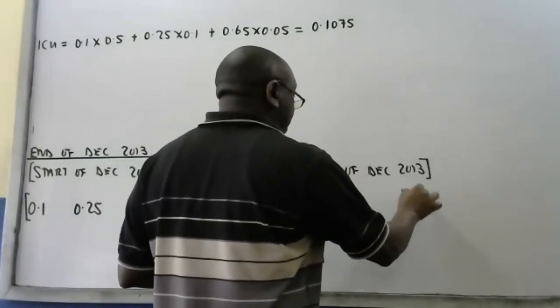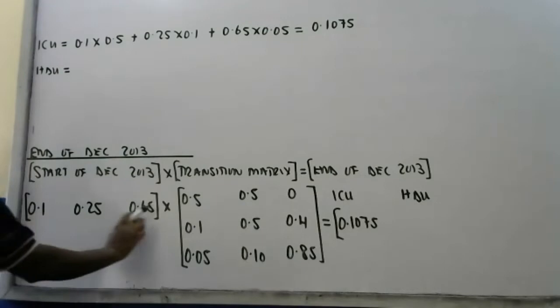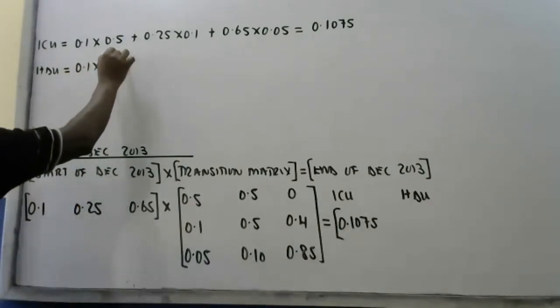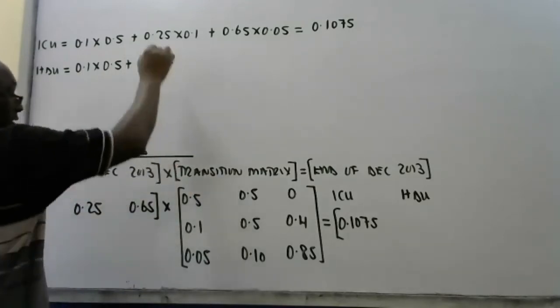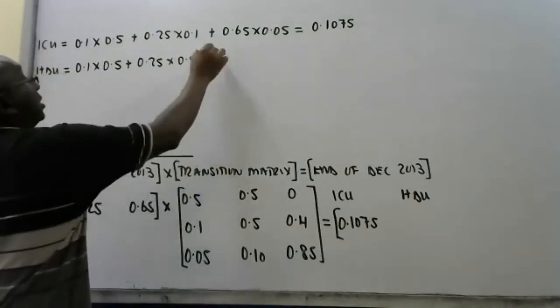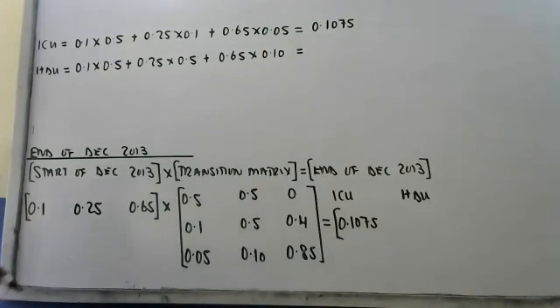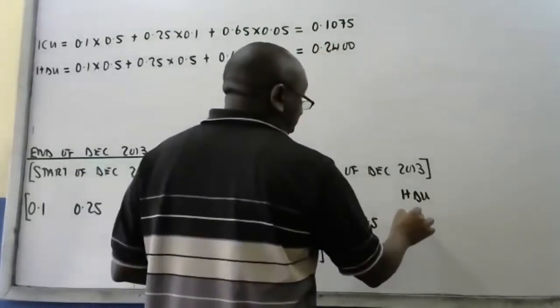Now I go to look for high dependency. So for the high dependency unit, we repeat the same this way. So that I have 0.1 times 0.5 plus 0.25 times 0.5 plus 0.65 times 0.10. When I multiply that, and we get 0.2400. So this is 0.24.